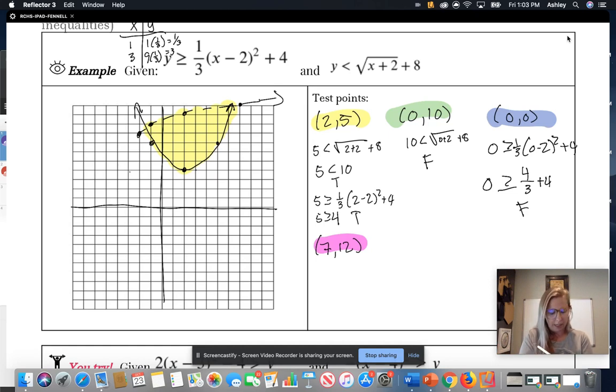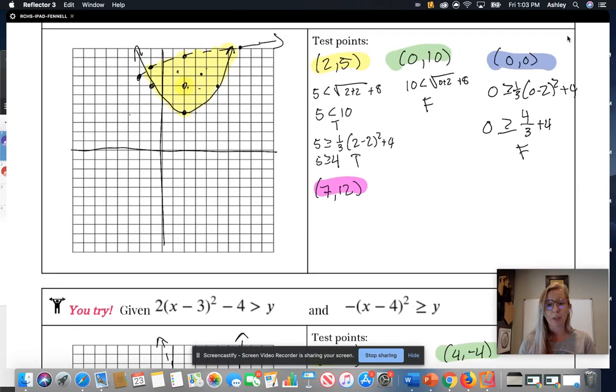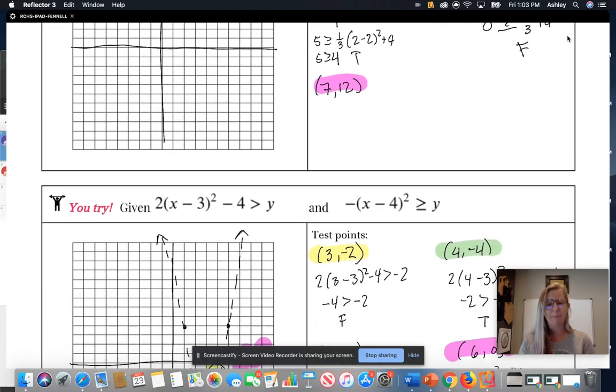So any point in here, anywhere at all, is going to give us a true statement for both of these functions. Don't believe me? Test another point. All right, you try means you're going to pause, try this one yourself, see what you get.